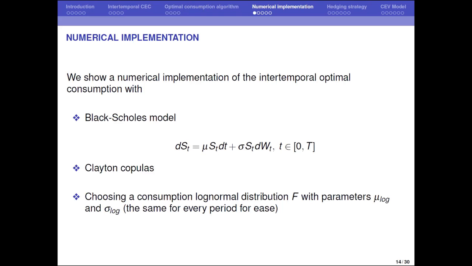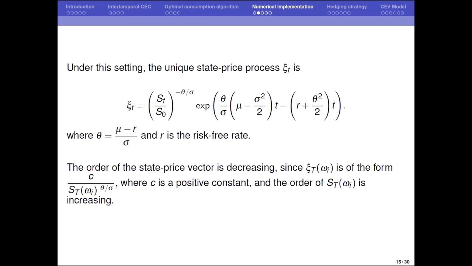And okay, let's give an example. I work in the Black-Scholes model with Clayton Copula, choosing a consumption log normal distribution with parameters which I call mu log and sigma log for every period. The unique state price process has this expression, where the Sharpe ratio is represented by theta.